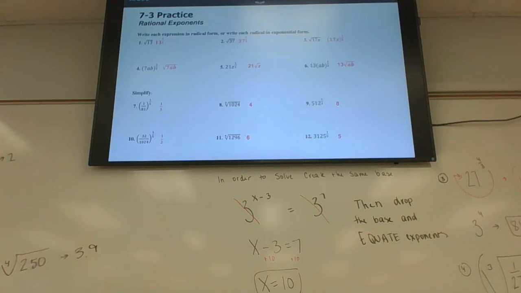So do you understand the directions? Understanding directions is like a huge part of the battle. The first one just says write in radical form or exponential form, you're just rewriting. And then it goes to simplify, where you're actually breaking the number down into a smaller number. Do you see the difference?